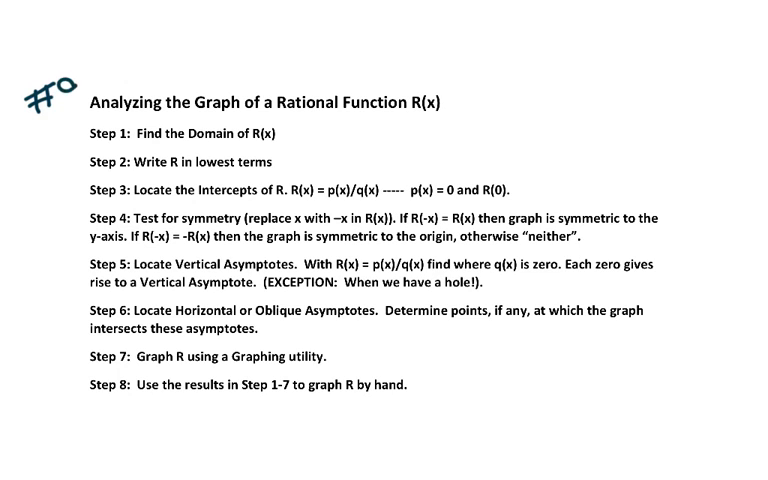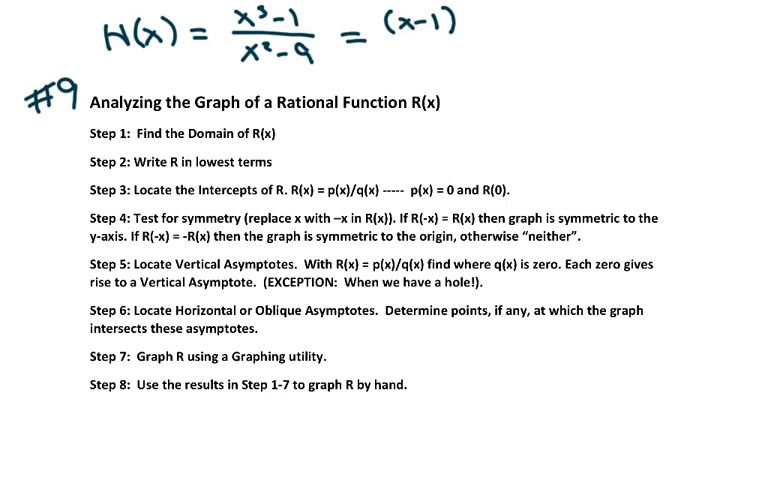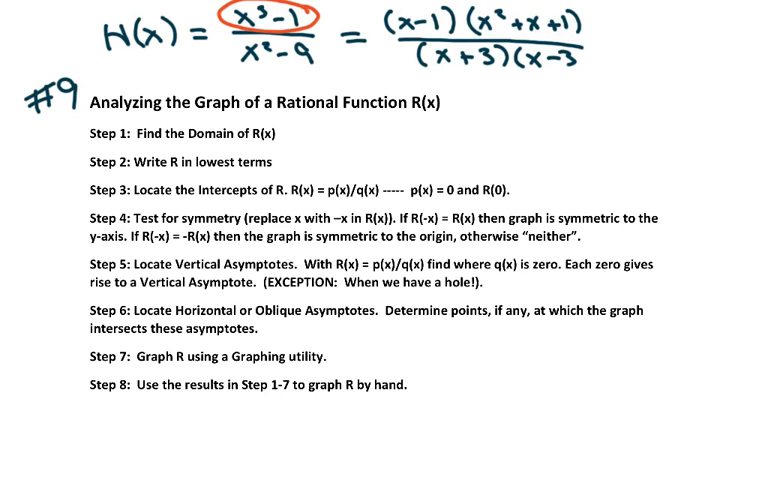Hi everyone, we're going to analyze the rational function. I'm going to call this h of x on this one: x cubed minus 1 over x squared minus 9. I'm going to go ahead and factor this for you. This is going to be x minus 1. Just remember to know your factoring facts. x squared plus x plus 1 over x plus 3 over x minus 3.